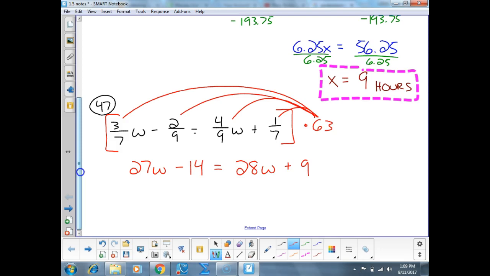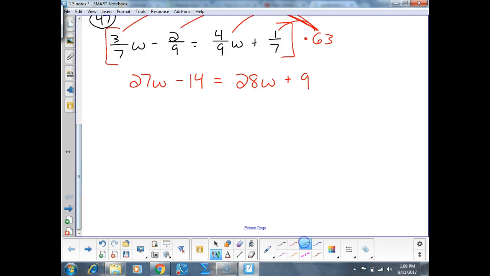With me? Okay. So now I would subtract 27W, and at the same time, I would also subtract 9. So that gives me negative 23 equals W.